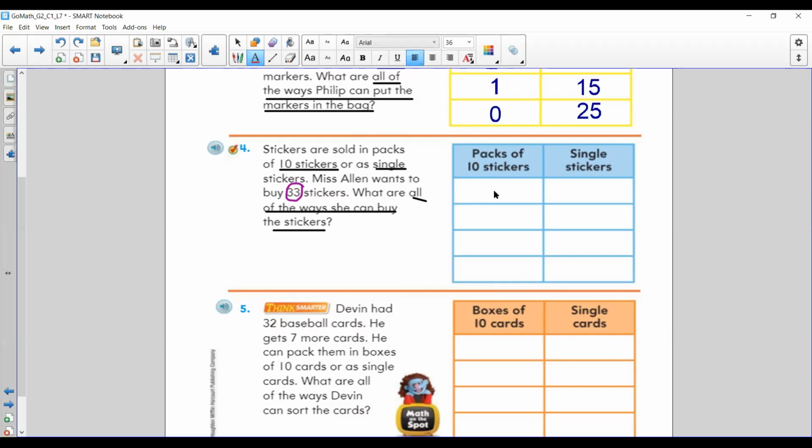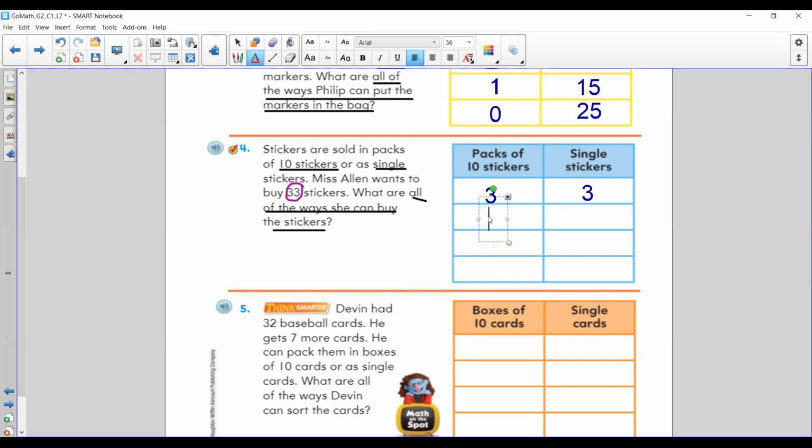Okay, so the first one, remember, 10s and 1s. If she is buying 33, that would be how many 10s? 3. So she can buy 3 packs of 10 stickers. So that's 10, 20, 30. And then 3 single stickers. And that makes 33.